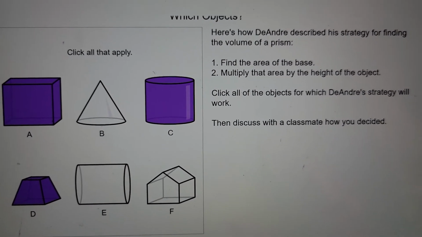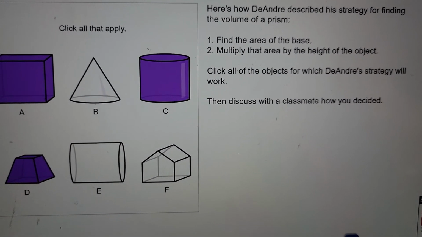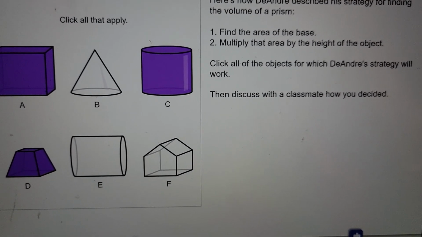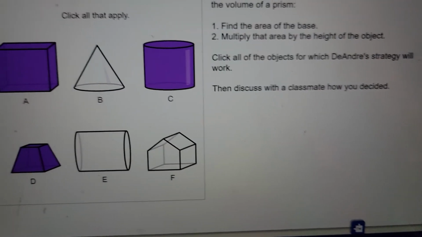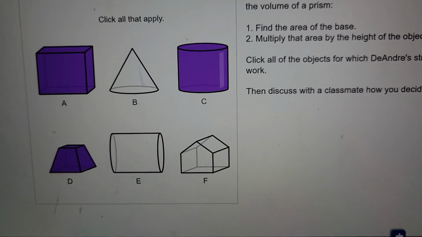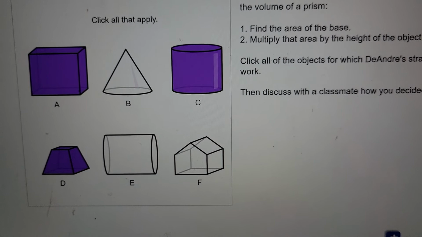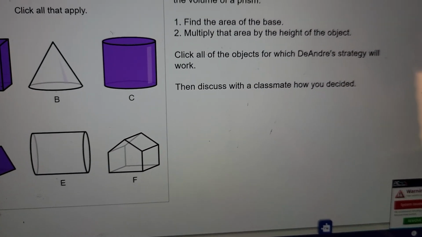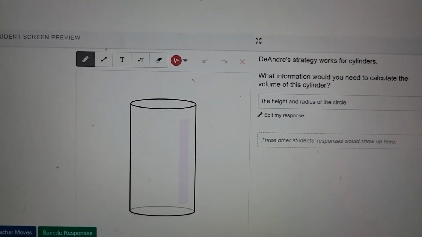So here's Deandra's described strategy for finding the volume of a prism. First, you find the area of the base, then you multiply the area by the height of the object. So it's asking you to find which of Deandra's strategies would work on these shapes. So it would work on A, it would work on C, it would work on D, and now looking at it, I didn't choose it, but it will work on E. And the great part about this is it asks students how you decided, so give students a chance to interact.